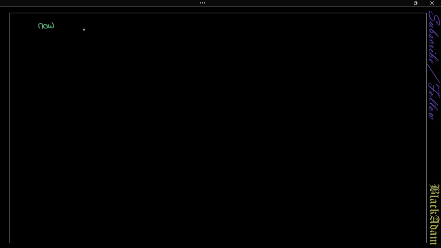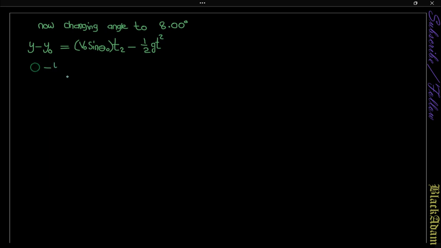So we need to know now, changing the angle to 8 degrees, how much time is it going to take to reach the ground at that angle? So final displacement minus initial displacement is equal to initial speed times sine of the launch angle multiplied by time t. So the second time t2, at the angle of 8 degrees, is equal to half times gravitational acceleration times time squared.